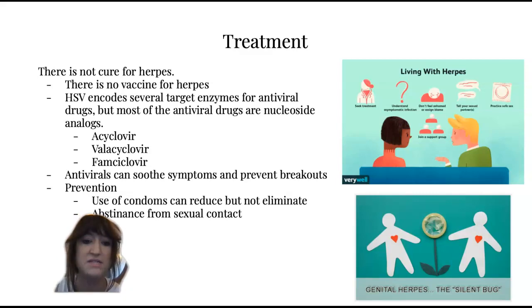So HSV does encode several target enzymes for antiviral drugs, but most of the antiviral drugs are nucleoside analogs. Some of these drugs are acyclovir, valacyclovir, and famciclovir, and these drugs can soothe symptoms and prevent outbreaks, but they do not cure. And then prevention can be the use of condoms, which cannot eliminate the risk, and abstinence from sexual intercourse is the best form of prevention.